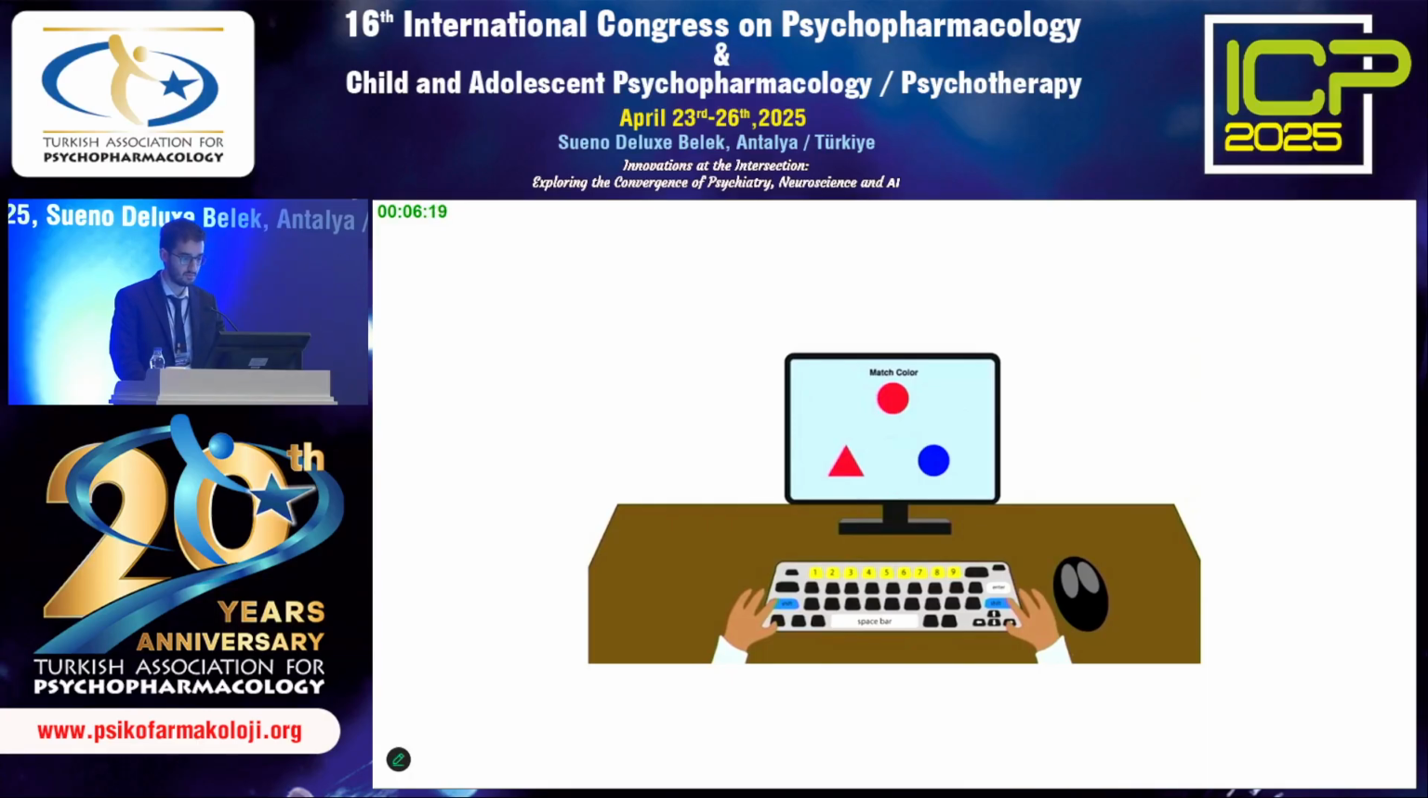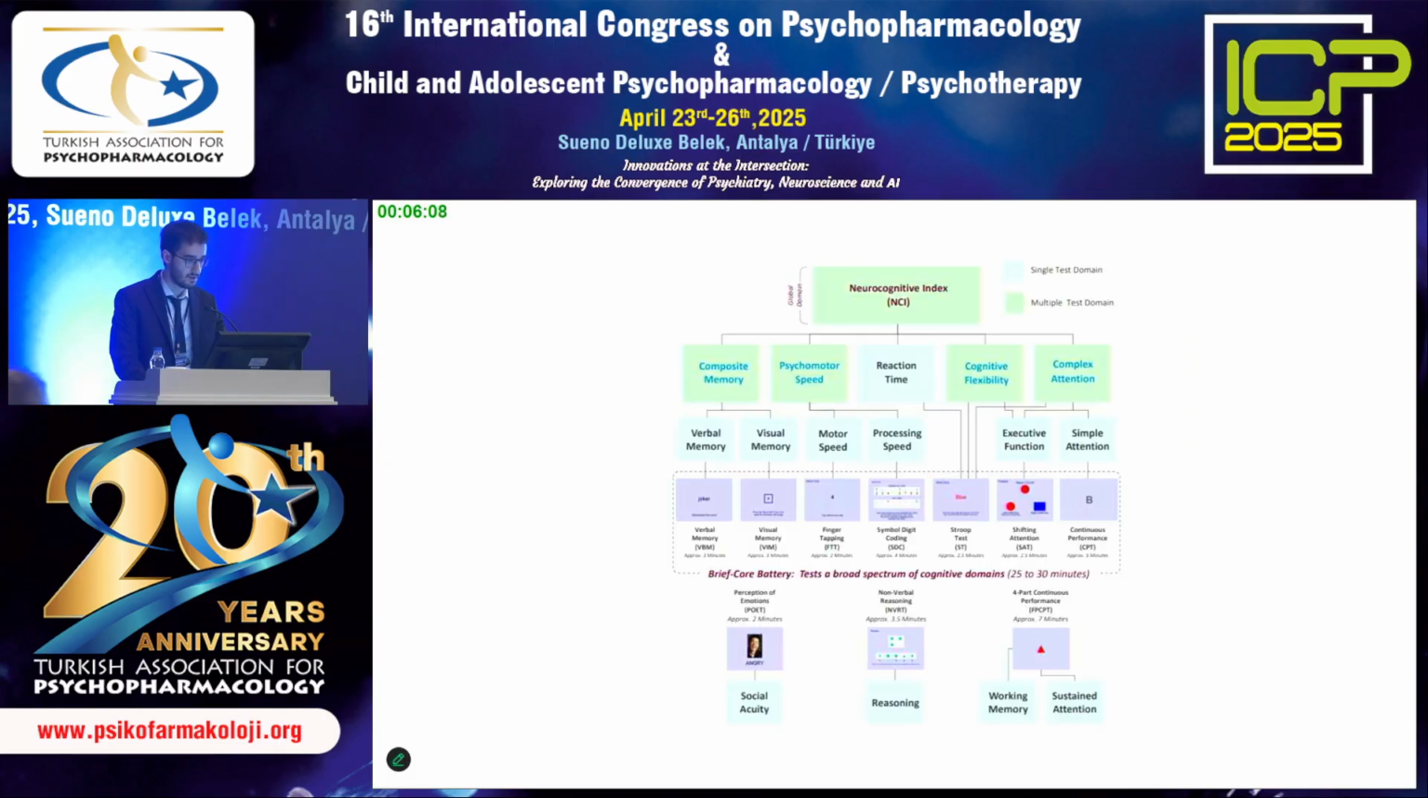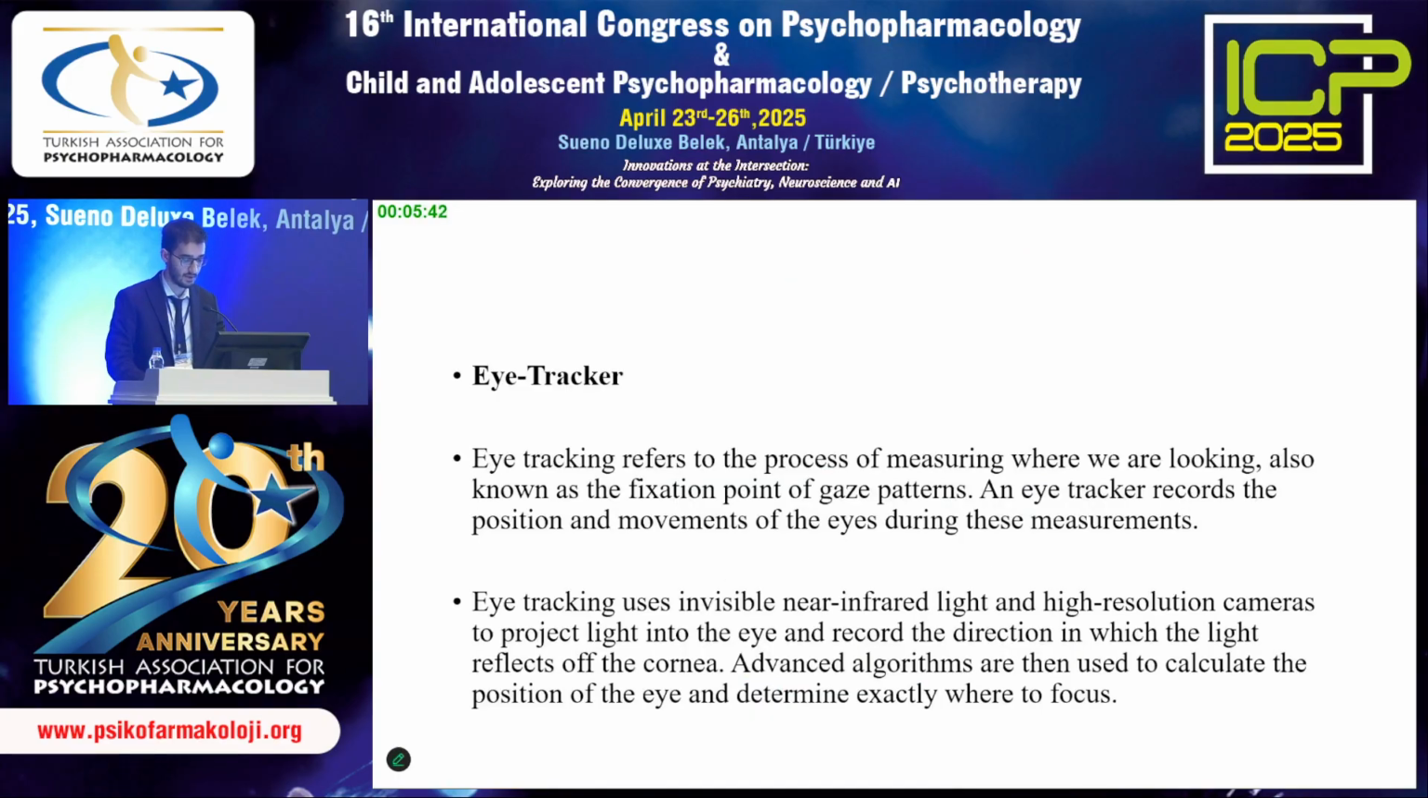This is how it looks. The participant can receive information. The tests include the Stroop test, verbal memory, visual memory, processing speed, executive function, and simple attention. So these are the tests. We look at a neurocognitive index, verbal memory, visual memory, finger tapping, symbol digit coding, and the Stroop test.